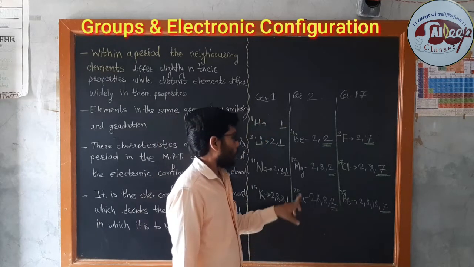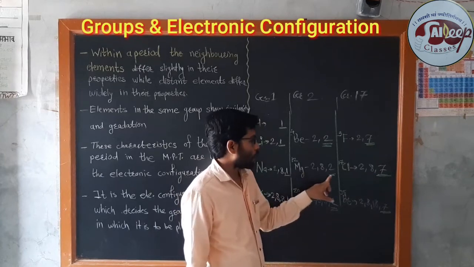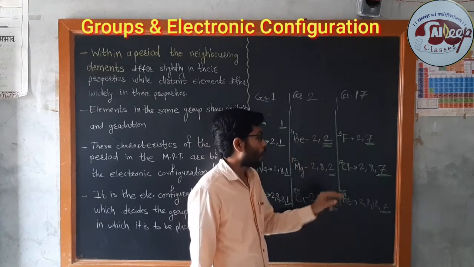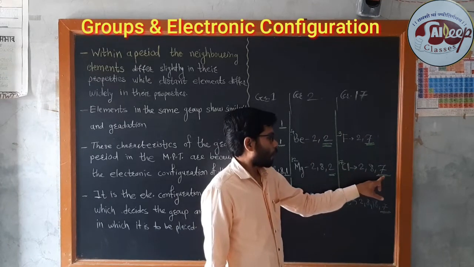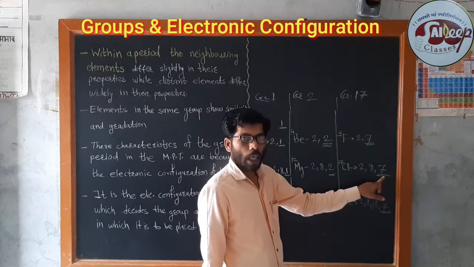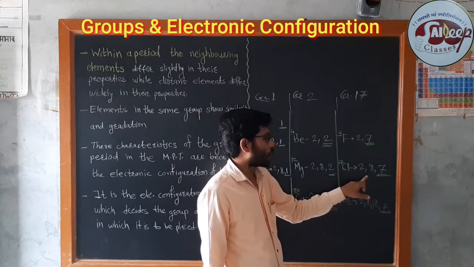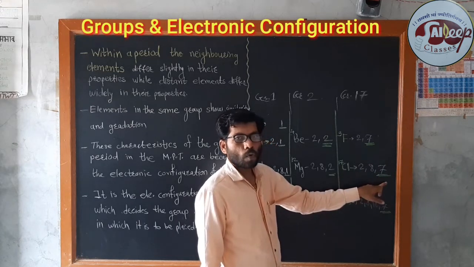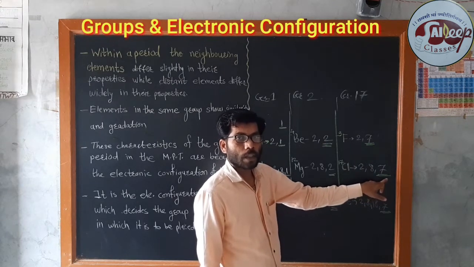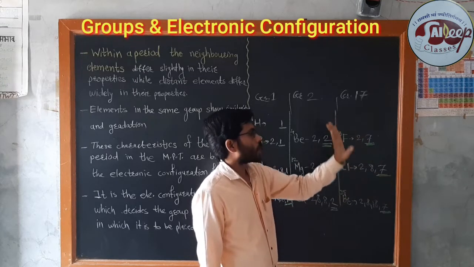Now magnesium, here valence electron is 2. Therefore magnesium is put in group second. And here chlorine, valence electron is 7. That means chlorine is put in group 17. That means 7A. That means 17.